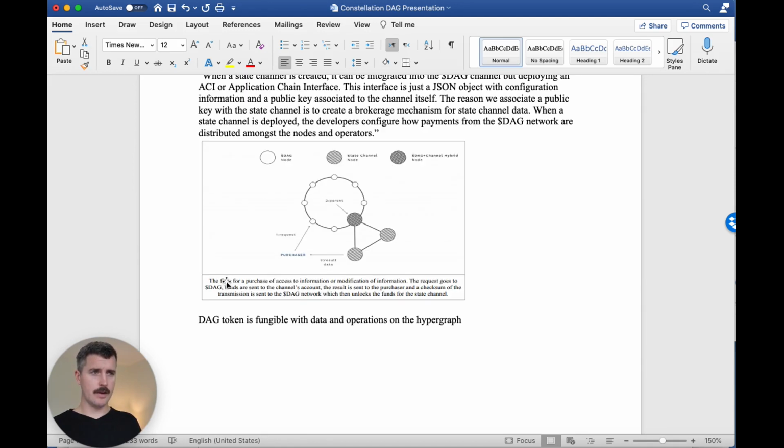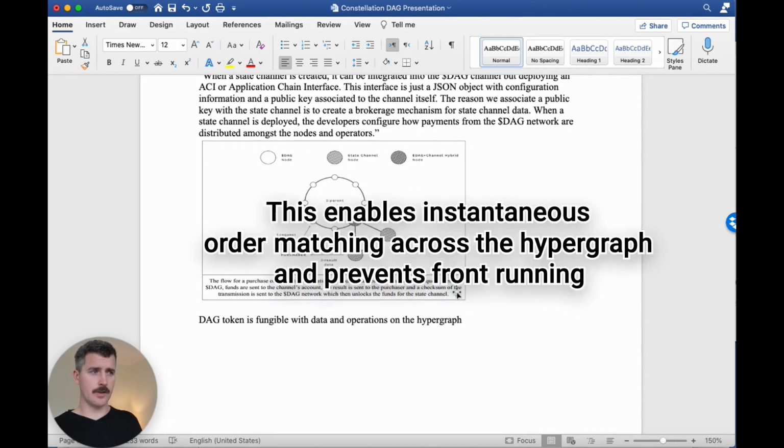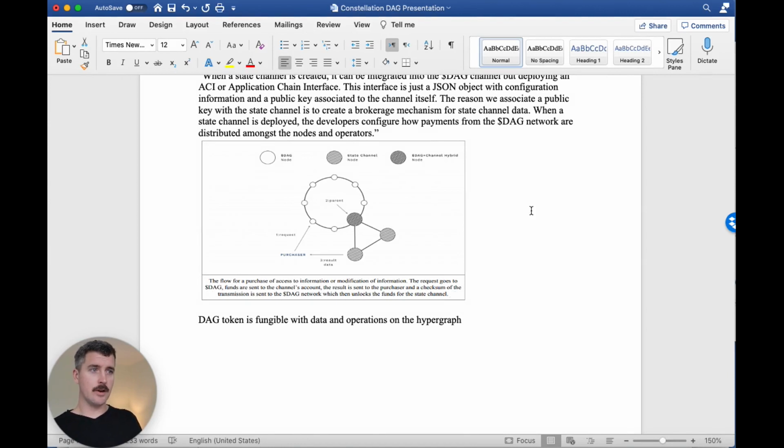So here they describe the flow for a purchase of access to information or modification of information. Basically, the request goes to DAG, funds are sent to the channel's account, the result is sent to the purchaser, and a checksum of the transmission is sent to the DAG network, which then unlocks the funds for the state channel. So the L0 is the underlying fungible layer that is interoperable.